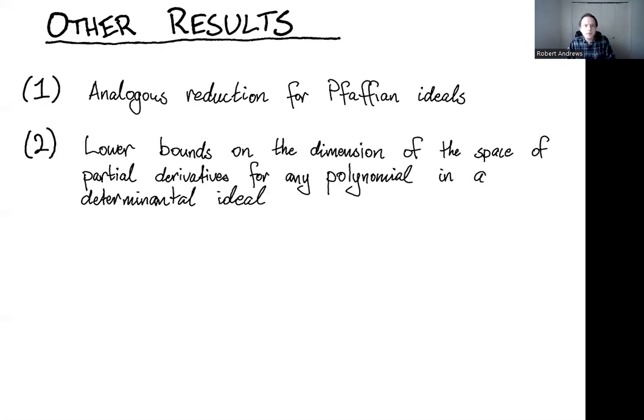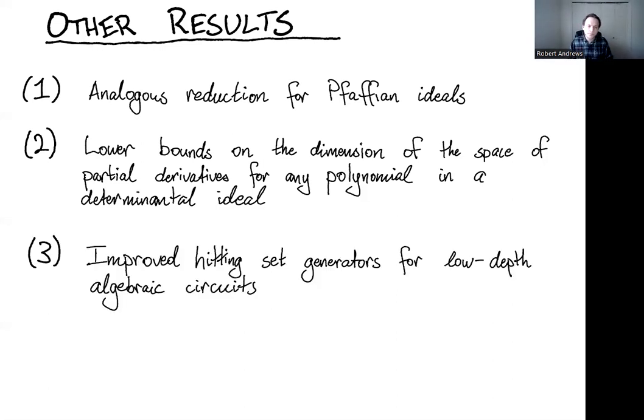The second other result we have is some lower bound on the dimension of the space of partial derivatives of polynomials in determinantal ideals. And you don't need to know what that means. What you should take away from this is that this dimension of the space of partial derivatives, and other quantities like it, are used in the technical guts of lower bounds for algebraic circuits. So if you wanted to prove some lower bound for this ideal, and perhaps our reduction doesn't work with whatever circuit model you're working with, maybe you can use this dimension of the space of partial derivatives instead. It's some other complexity measure, and we show that it's large for this ideal.